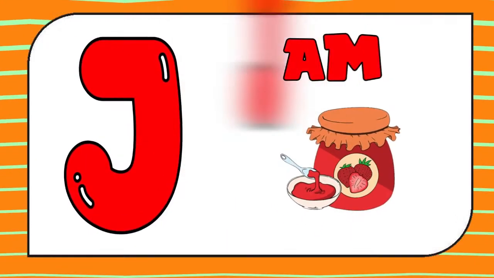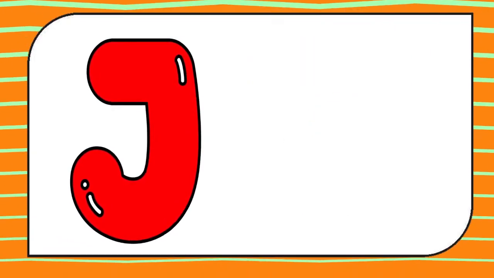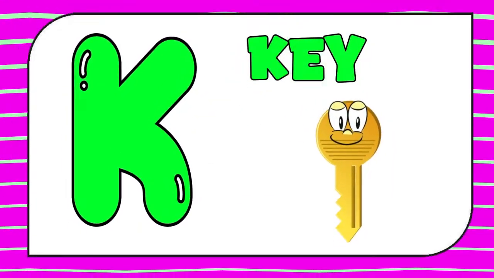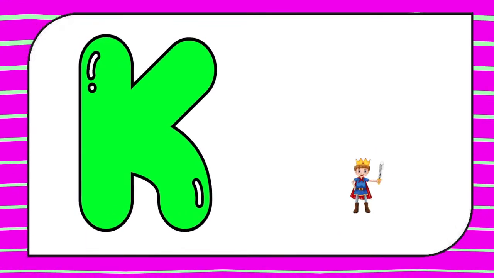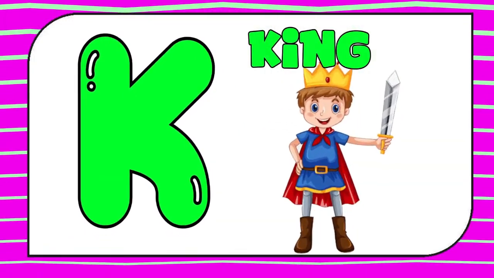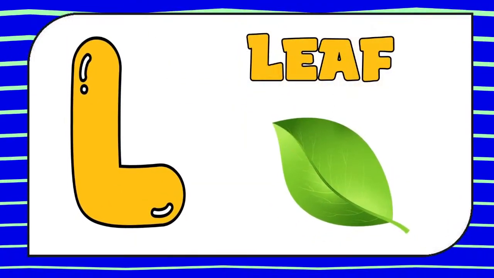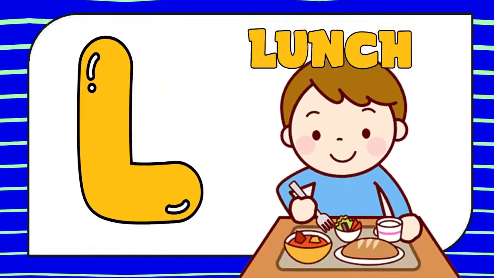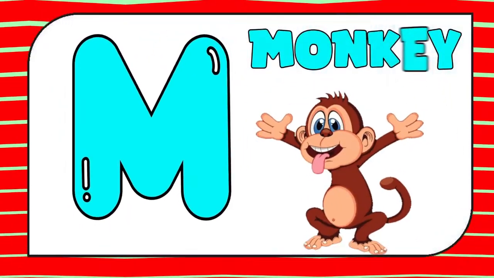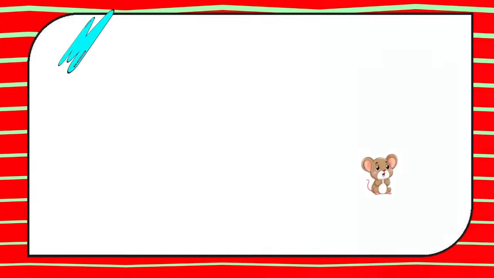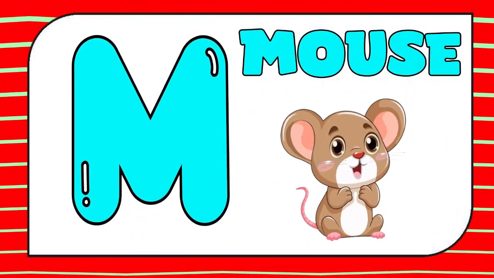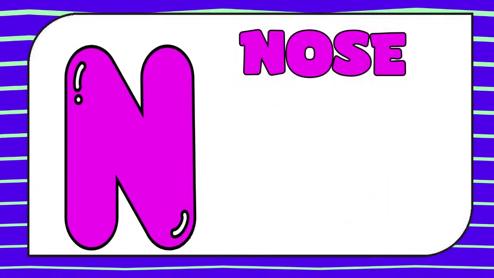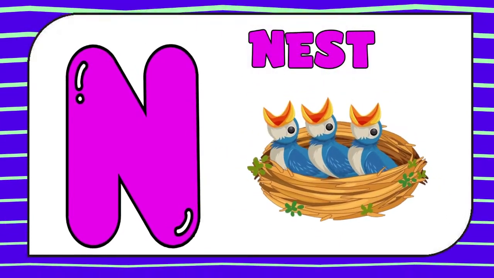J is for jam, jam. J is for juice, juice. K is for key, key. K is for king, king. L is for leaf, leaf. L is for lunch, lunch. M is for monkey, monkey. M is for mouse, mouse. N is for nose, nose. N is for nest, nest.